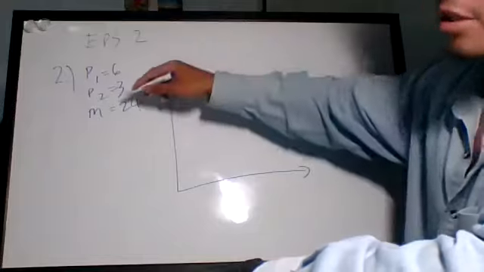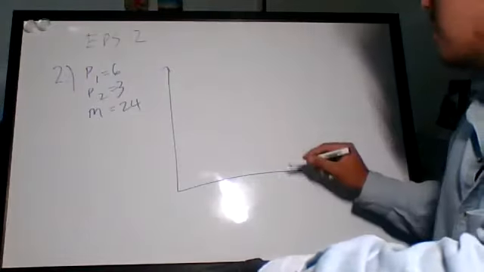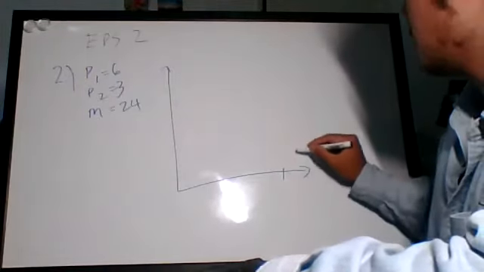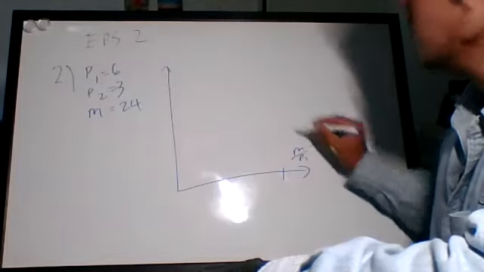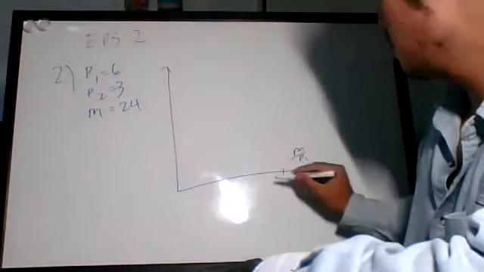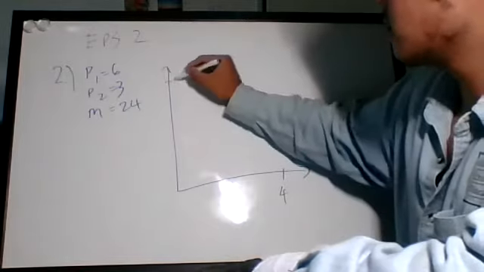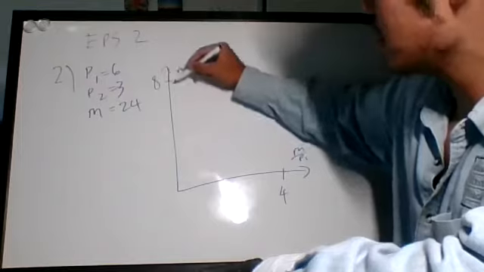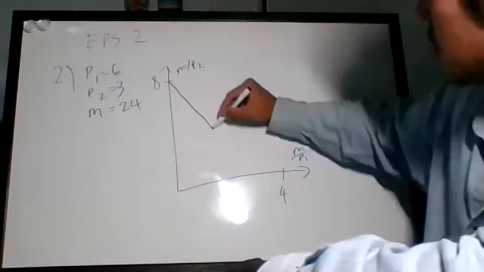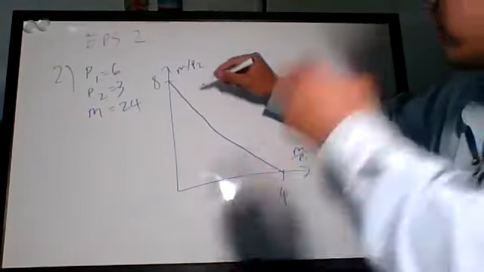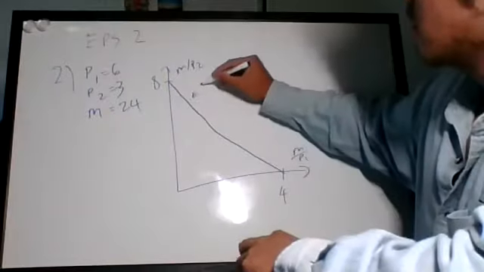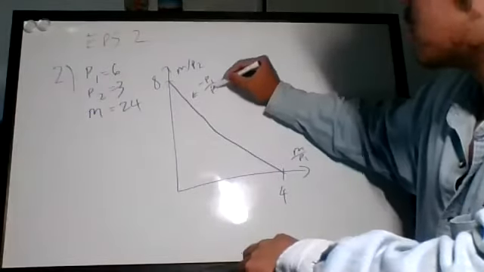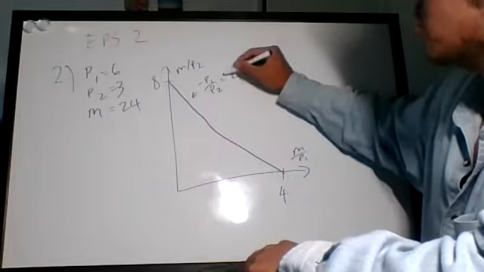So let's think about, first off, let's draw our budget constraint. I think that's always a good way to start. So we know that this intercept is M over P1, which is basically just going to be 4. And this is M over P2, which is just going to be 8, right? And just like that, we have a slope of negative P1 over P2, which is negative 2.